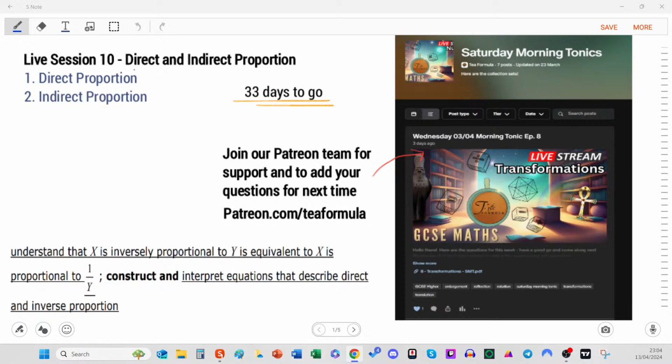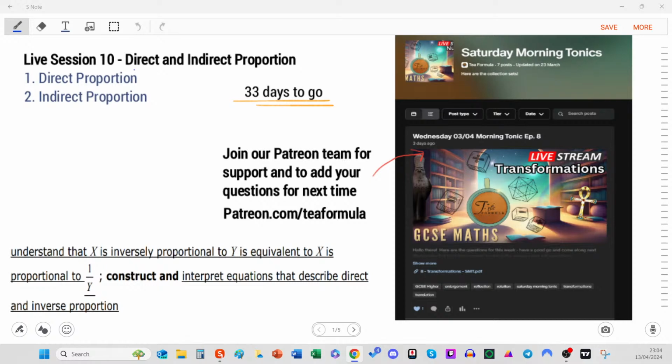This week, direct and indirect proportion. Everybody knows how big proportion is. It's where something scales up in the same proportion by some scale factor, and that's because there's a special linear relationship. This is a concept, but today direct and indirect proportion is the formal way of writing proportion using equations.